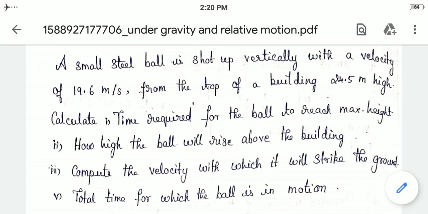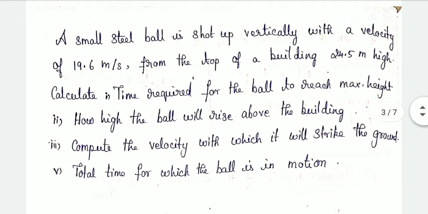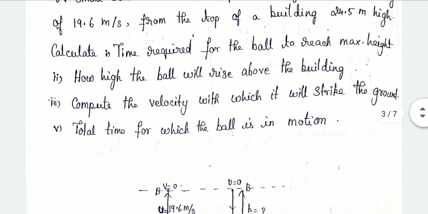What I have to calculate is the time required for the ball to reach the maximum height, when I throw a ball vertically towards the sky. Then the second question is how high the ball will rise above the building. That means the maximum height I have to calculate. Third one, compute the velocity with which it will strike the ground. That means when it reaches the ground, what is the velocity?